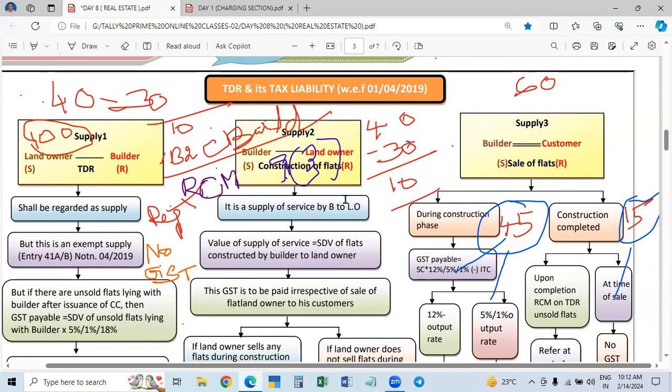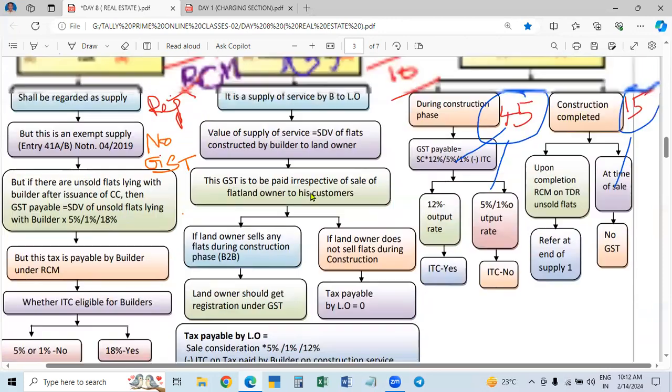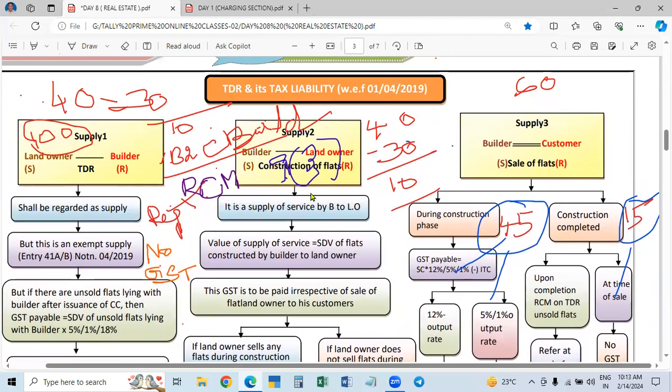So to avoid the double taxation, I told you already, the builder has to pay the GST on 40 flats, whether collecting from the landowner or on his own. On his own, he pays. So it is to be paid. But in this case, to avoid the double taxation, under notification 13/2017, one facility is given.